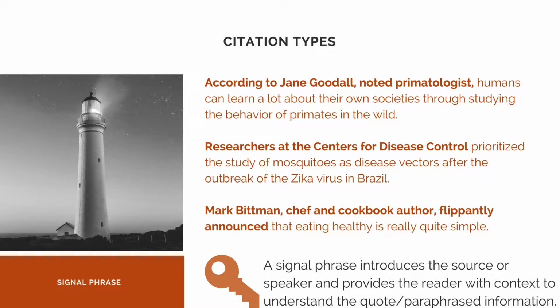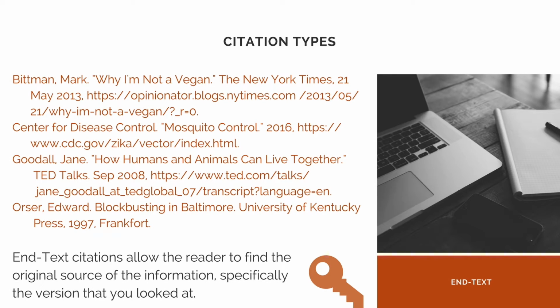After all, if Mr. Bittman is flippant, then he must not take this topic seriously, and if that is the case, why should we trust anything he has to say? In fact, we might even begin to feel insulted a bit. In doing this, we've changed the way our readers will interpret any information that follows, hopefully guiding those readers to our intended conclusion. The second type of citation appears at the end of your text.